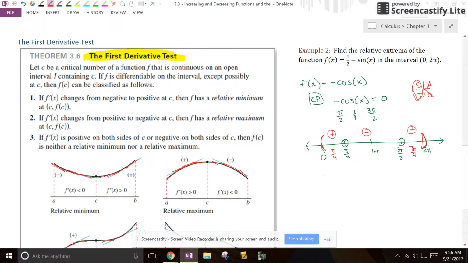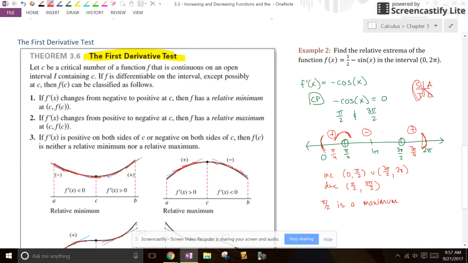So if you wanted to, you could say, hey, look, the graph is increasing from 0 to pi over 2, and then again from 3 pi over 2 to 2 pi. You could say it's decreasing from pi over 2 to 3 pi over 2. But what we wanted to talk about is whether there is a maximum or a minimum. And just look up here. The slopes were positive, and all of a sudden they go to negative slopes. So that means pi over 2 is a maximum because we went from positive slopes to negative slopes.